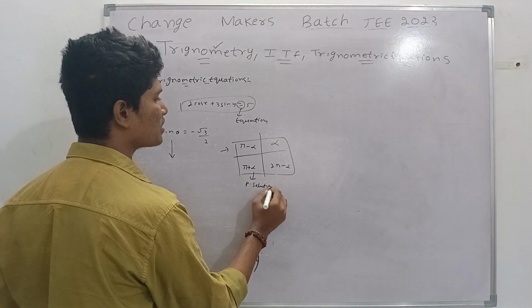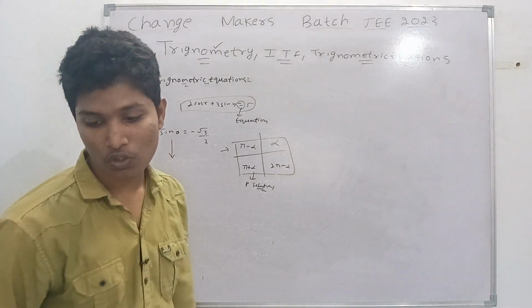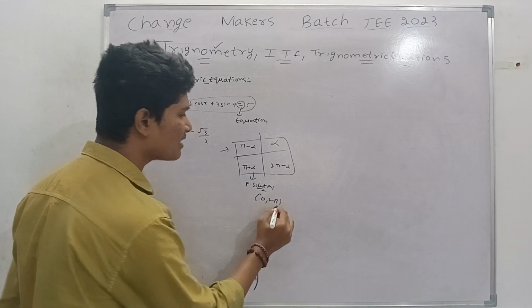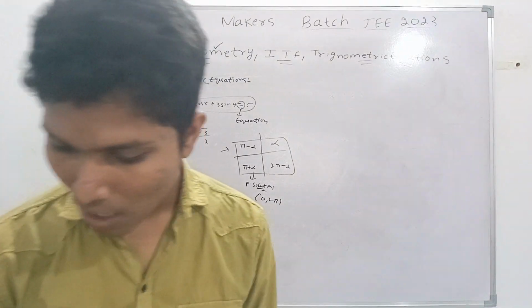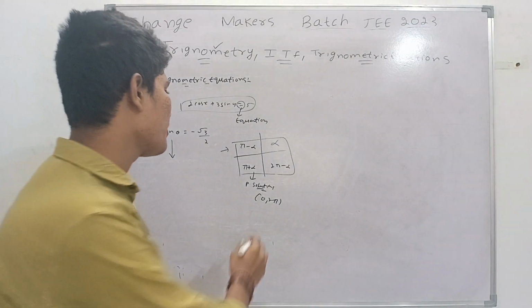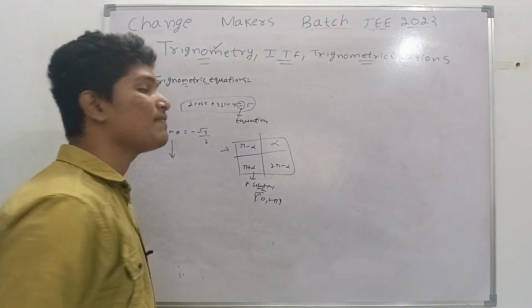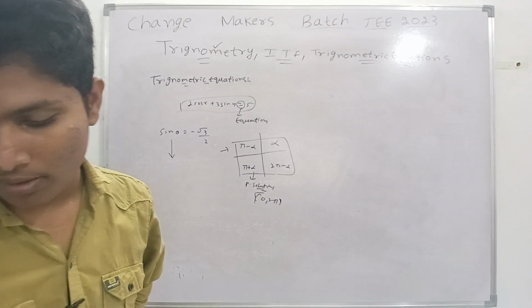There are two types of solutions. One is the principal solution and the second is the general solution. The principal solution will have the boundary of 0 to 2 pi. You have to understand this. The principal solution has the boundary of 0 to 2 pi, and for 0 it is closed and for 2 pi it is open. It is very important. This is the principal solution.